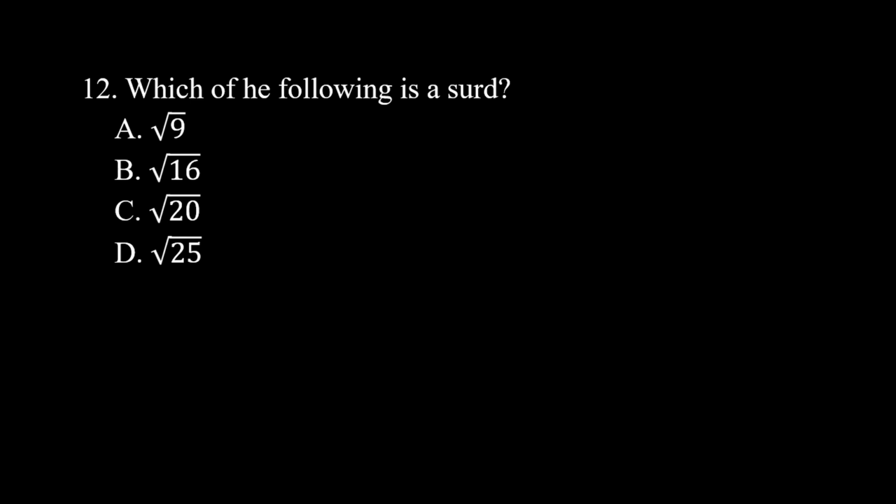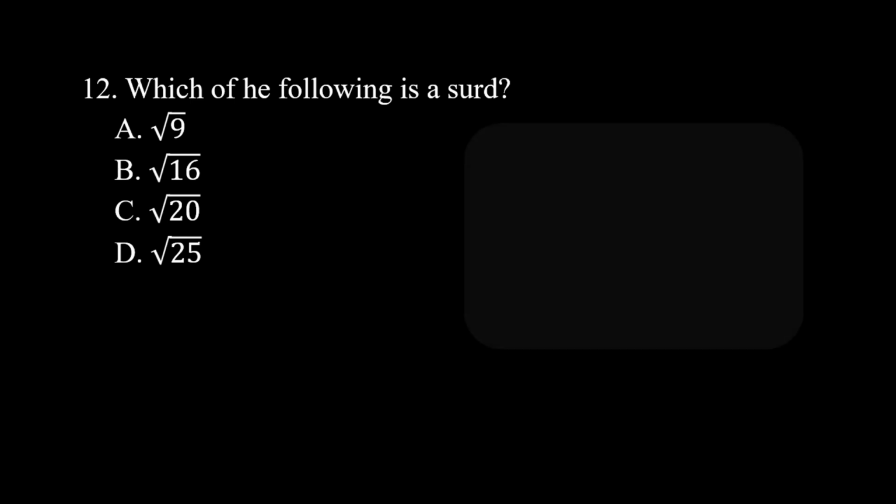Now, to answer this question, it will be easier to simplify each of them so as to tell which one will still have a radical symbol as part of its expression. So to do this, let's look at option A, the square root of 9. That simply gives us the number 3.